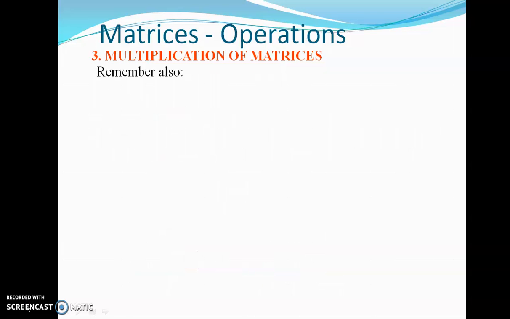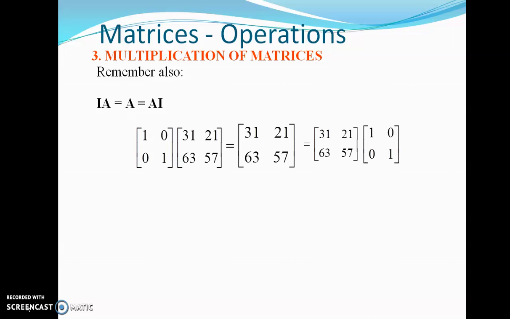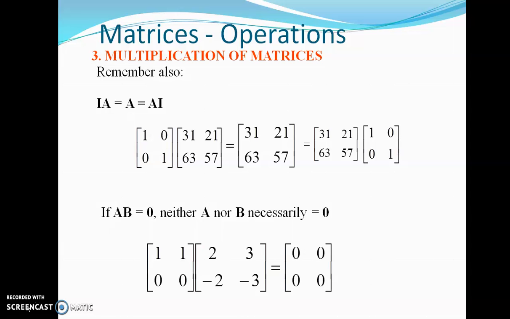In case of multiplication of matrices, you must remember that IA is equal to AI, and AI is always equal to A. Again, if A into B is 0, then it is not necessary that either A or B is 0.